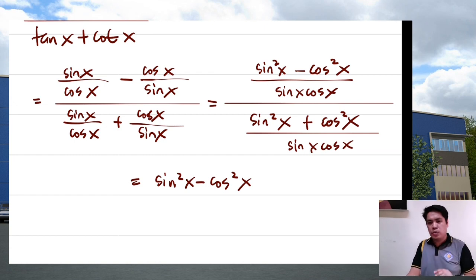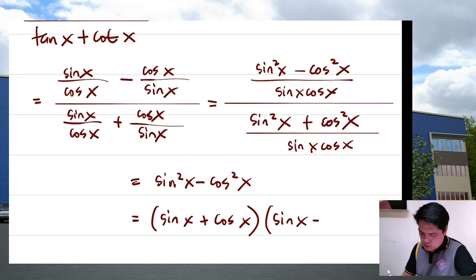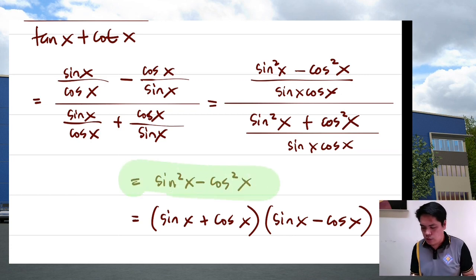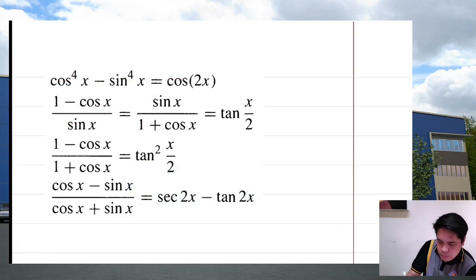So that's our answer. Or we could also rewrite our answer as a factor. So we have sine x plus cosine x times sine x minus cosine x. So, pwedeng ganito yung answer natin. Ganyan lang siya kadali. Okay? So, that's it for our problem.